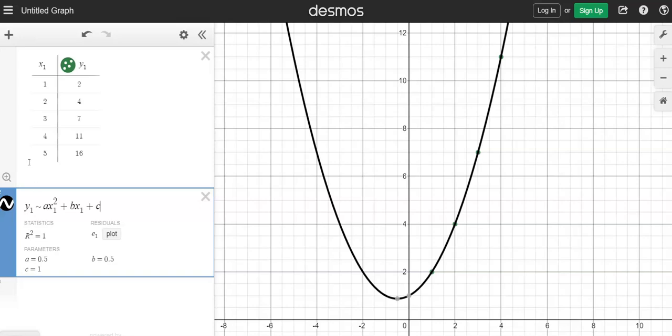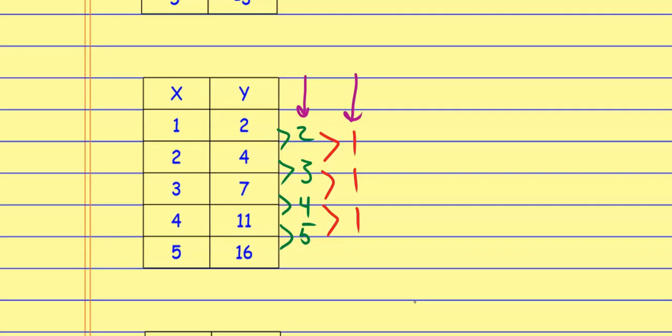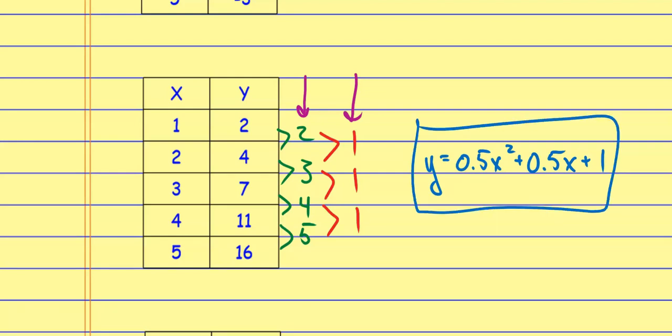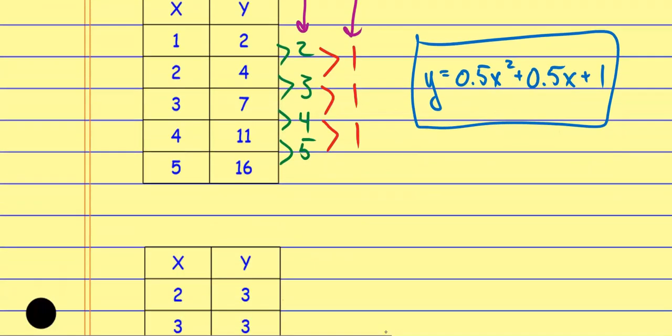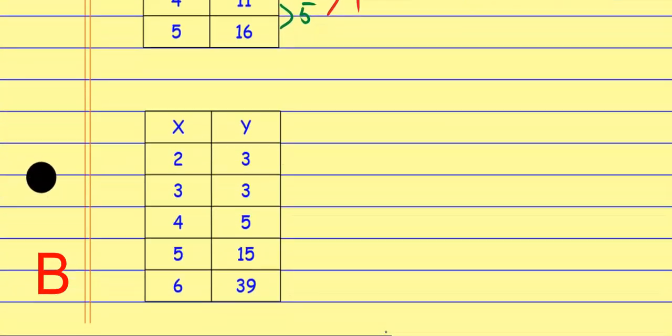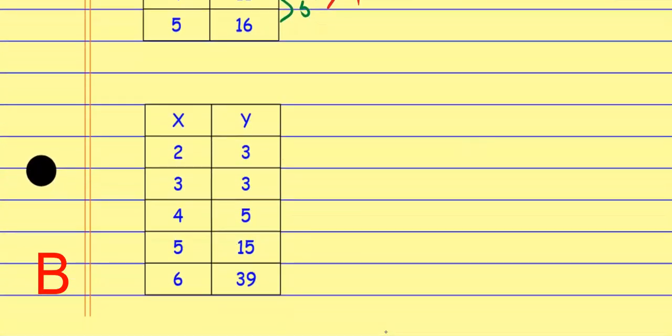Okay, so let me go jot that down. So here, I had y equals 0.5x squared plus 0.5x plus 1. Okay, and if you want to write those in terms of fractions, that would be fine as well. And so if I look at this next one, same kind of thing here.